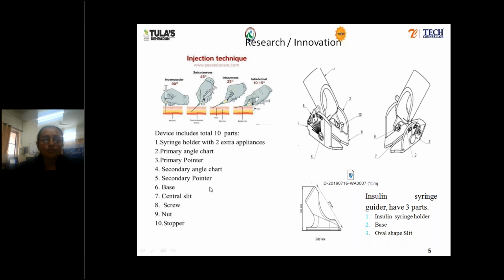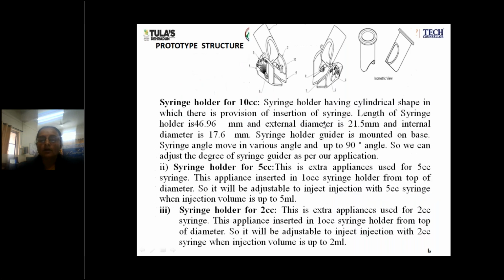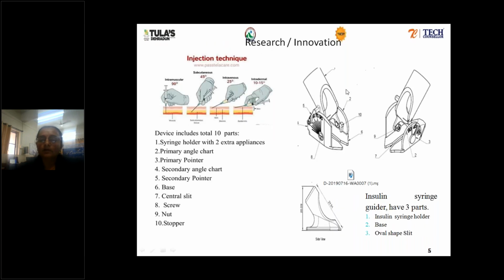So these are the parts of the device: the syringe holder with two extra appliances, primary angle chart, primary pointer, secondary angle chart, secondary pointer, base, central seat, screw, nut, and stopper. These are the various parts of this device. This one is the base, and on the left side there is the primary angle chart, and on the right side the secondary angle chart. You can use this angle while administering the injection to the patient.